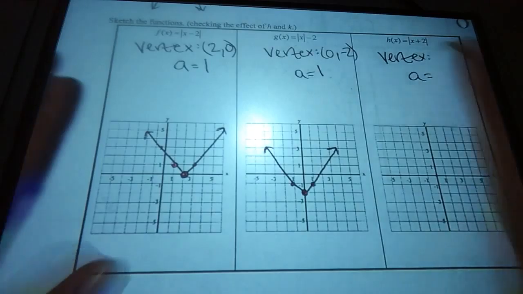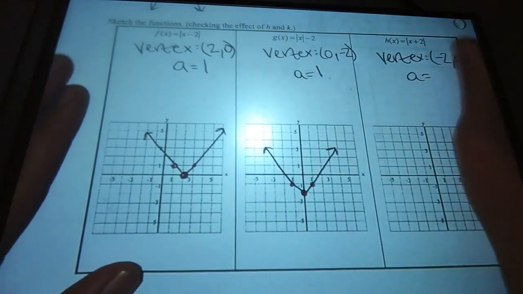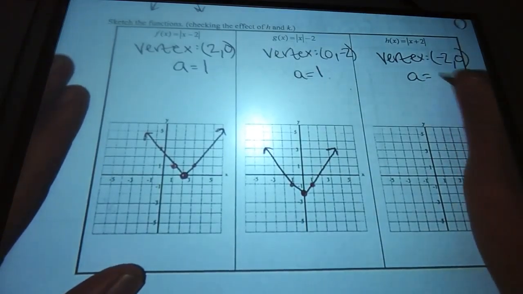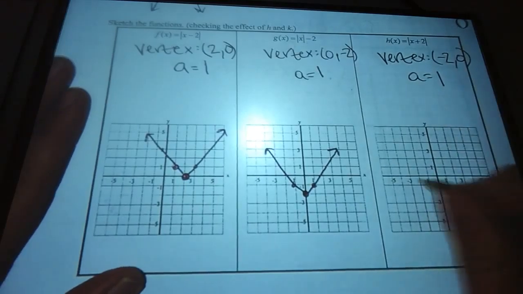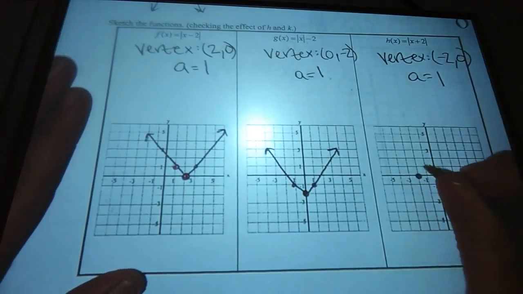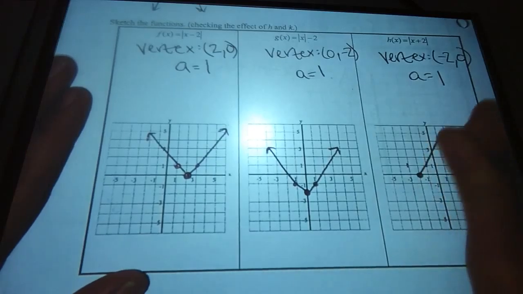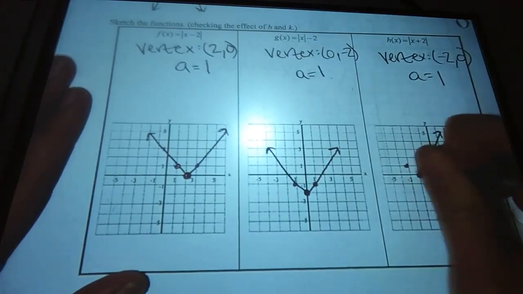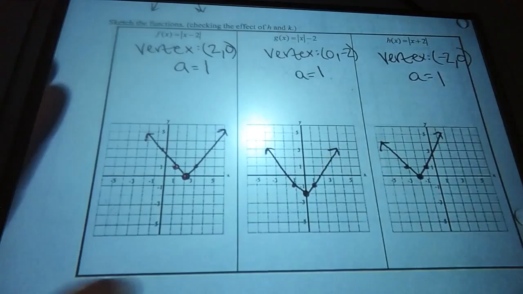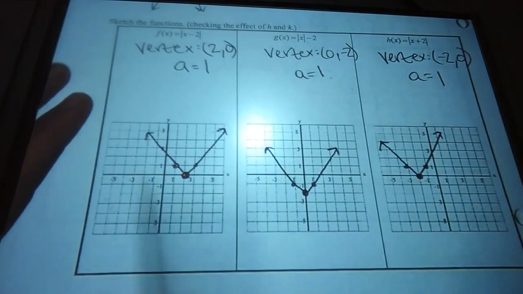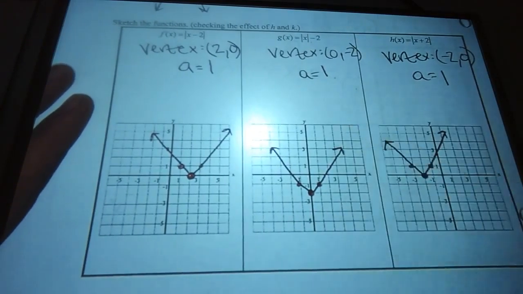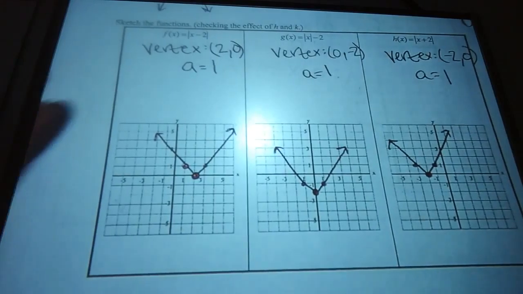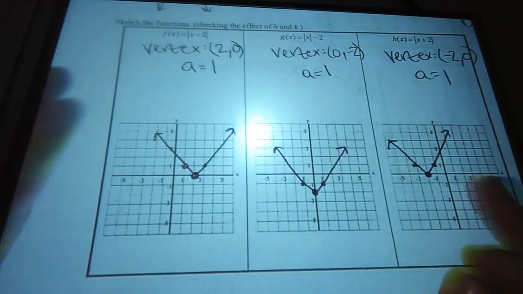What's my vertex? -2, 0. What's my A value? 1. So -2, 0. A value of 1. Okay, so that H and K, it's shifting my graph horizontally or vertically. H shifts it horizontally. K is going to shift it vertically. Nice to know. Not necessarily something you need to know.